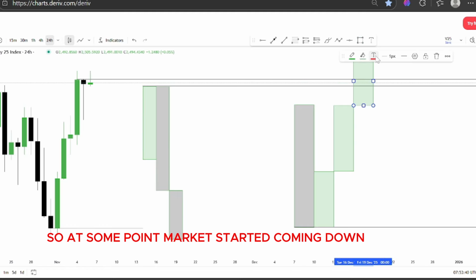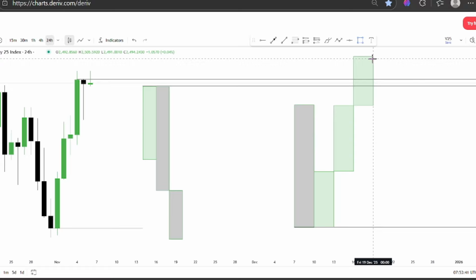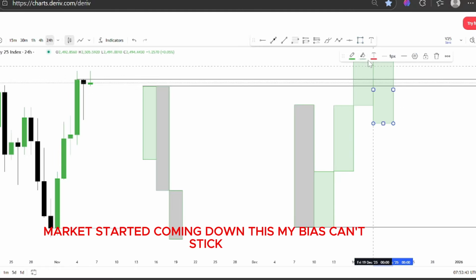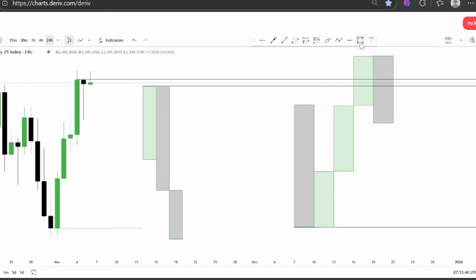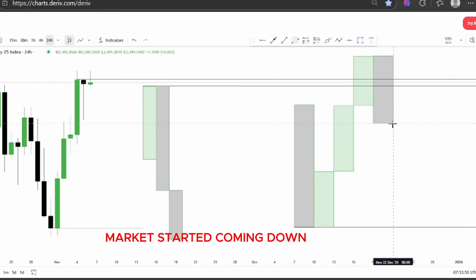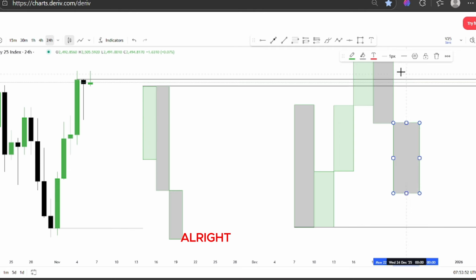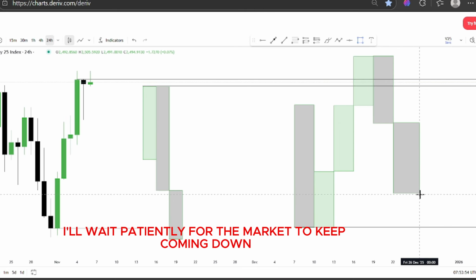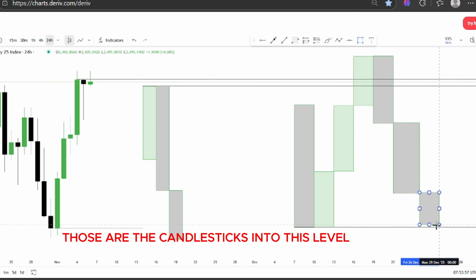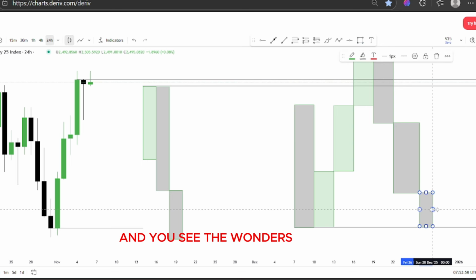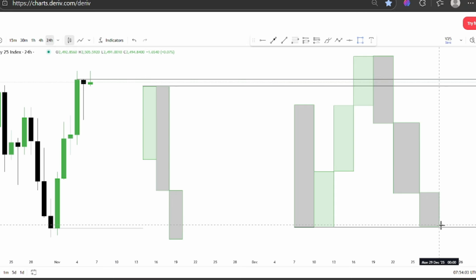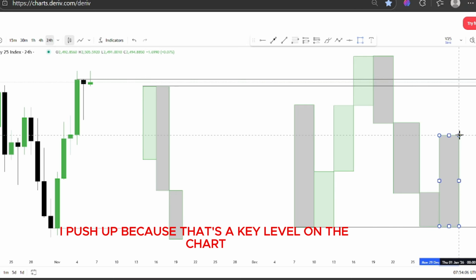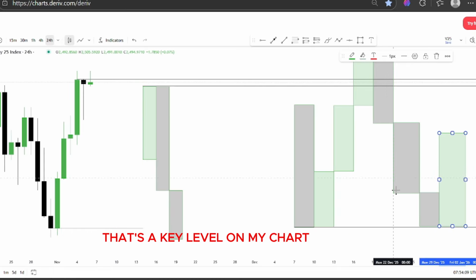At some point, the market started coming down. This is my bearish candlestick. All right, I wait patiently for the market to keep coming down. Those are the candlesticks into this level, and you see the wonders, you see the magic that's going to happen right there. The market will just push up, because that's a key level on the chart.